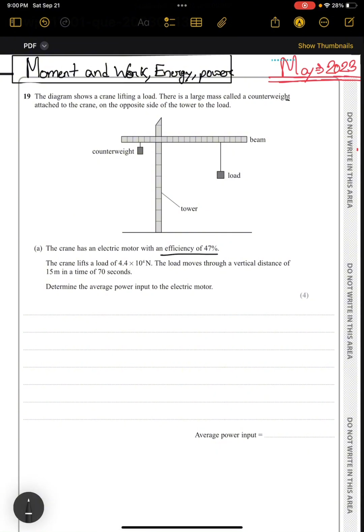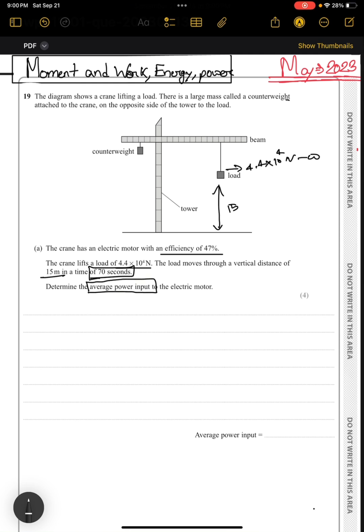So they have told us about the efficiency, and then the crane lifts a load where the force is 4.4 into 10 to the power 4 Newton. This is the weight of the load. The load moves through a vertical distance of 15 meter, and a time of 70 seconds has been used in order to lift it. They have asked us to find out the average power input.